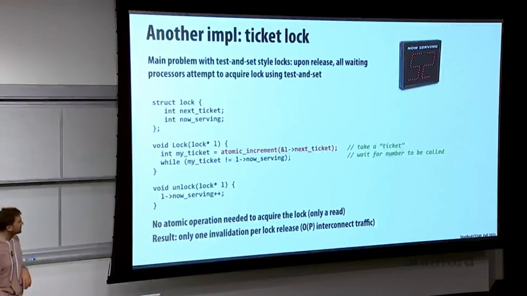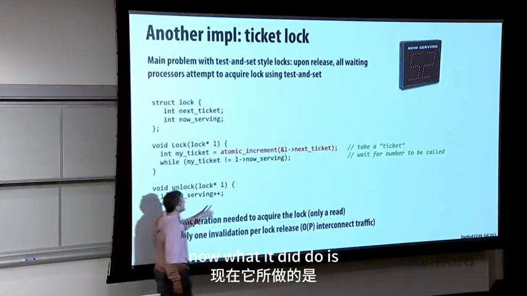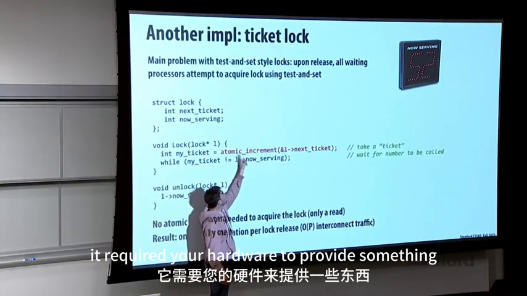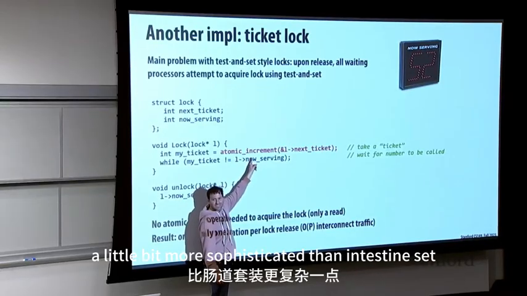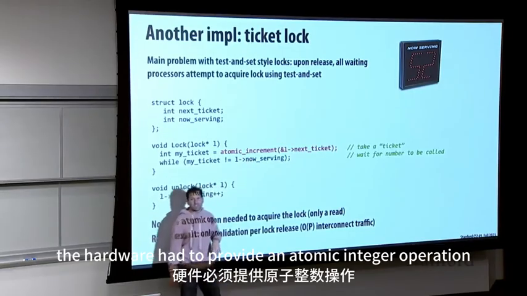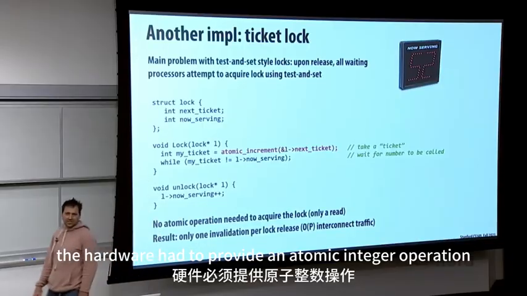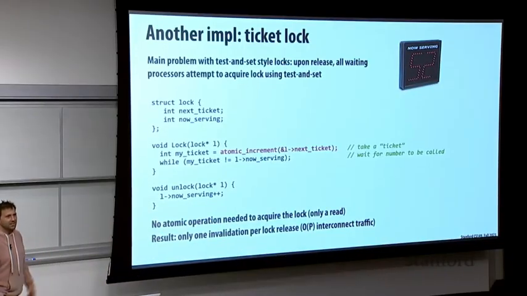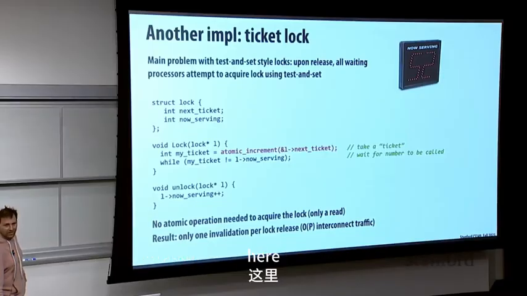Now, what it did do is it required your hardware to provide something a little bit more sophisticated than test and set. The hardware had to provide an atomic integer operation, atomic add in this case. So now you're asking a little bit more of your hardware here.